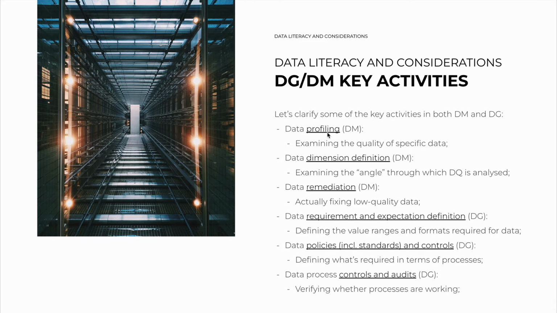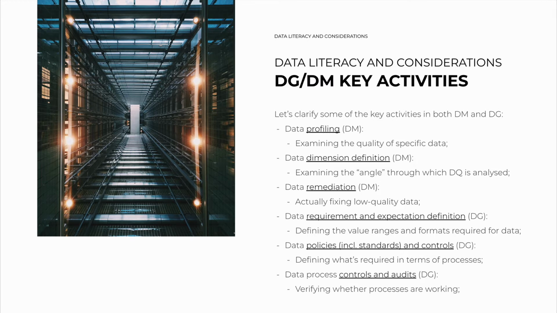First, we'll talk a little bit about data profiling, that is, the process of examining and assessing the quality of specific data. Then, we'll talk about data dimension definition. That is, data quality is not universal. Data may be of high quality according to one dimension and low quality according to another one. So this is exploring the angle, if you will, through which data quality is analyzed. Then, still within data management, we'll cover remediation. That is, the process of actually fixing and correcting low quality data.